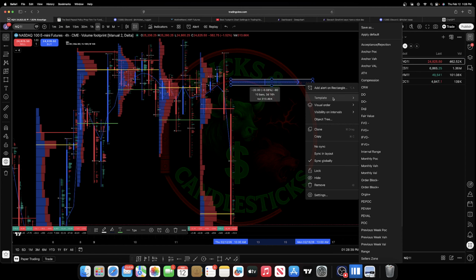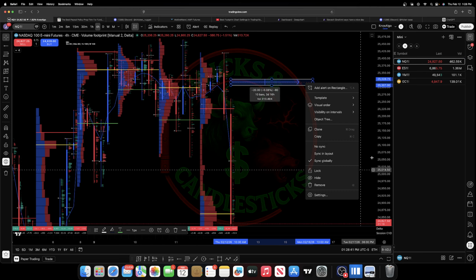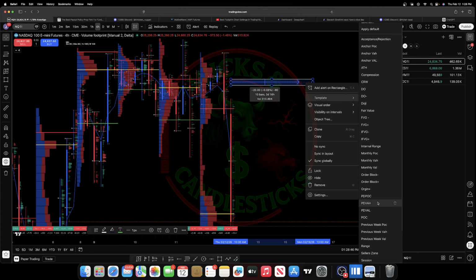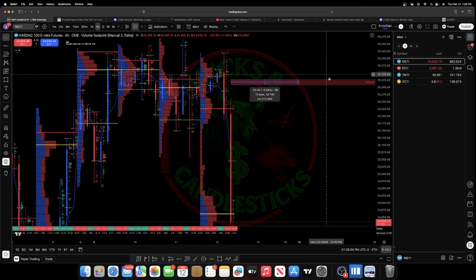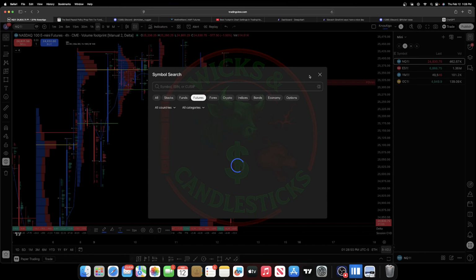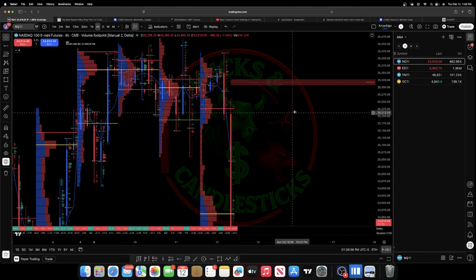So I want to go ahead and get this going. I'm going to mark this, go to my templates, and this is going to be my previous day value area high here. Okay. And let me get rid of this. Oh man. There we go.